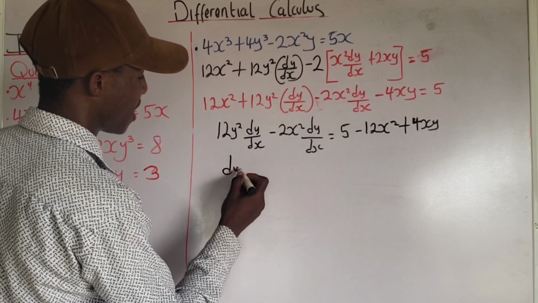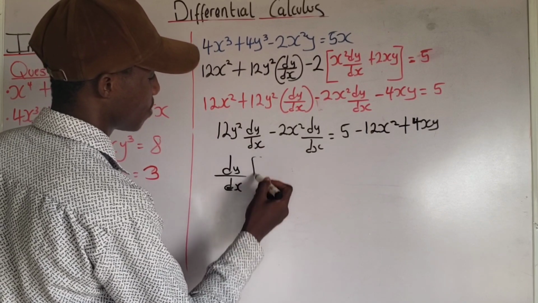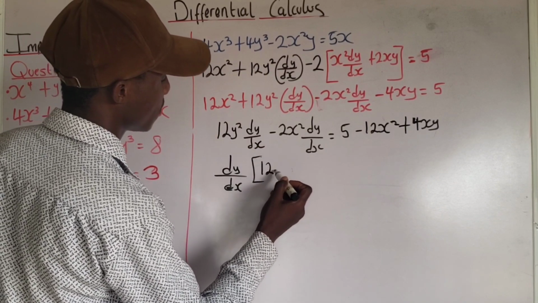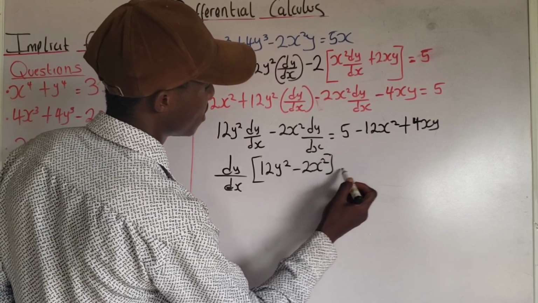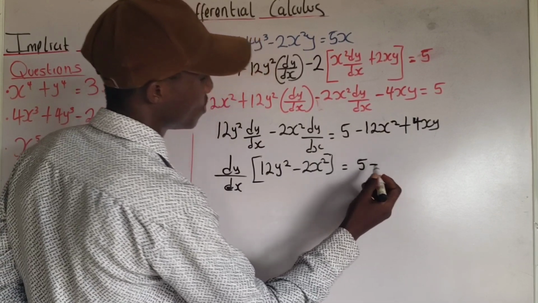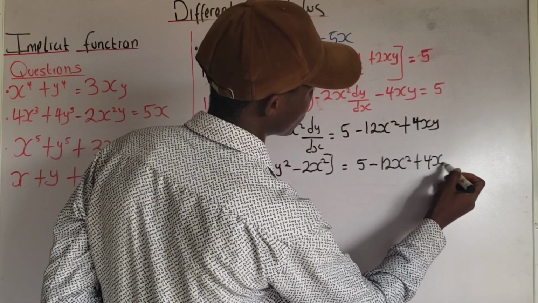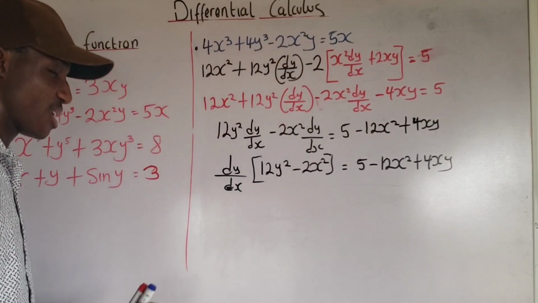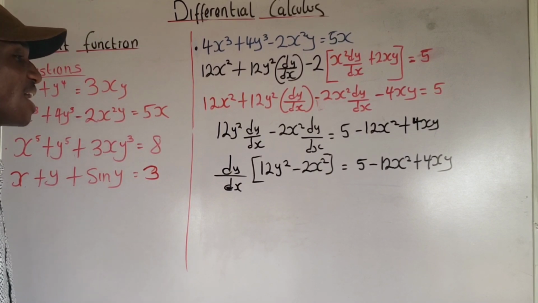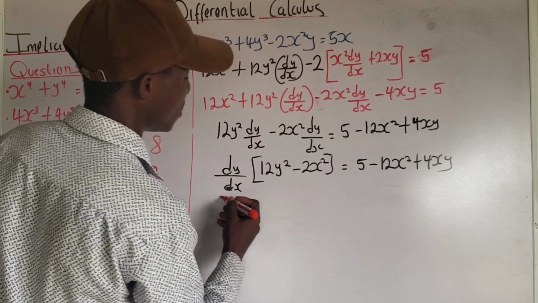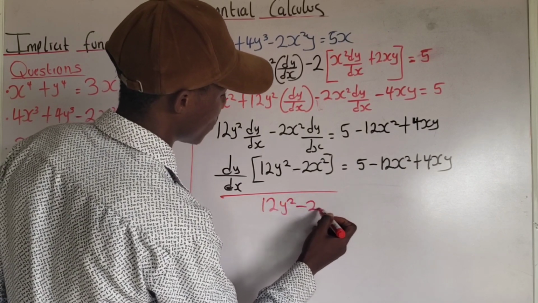I'm going to have dy over dx is common to this and this. So put a bracket, 12y squared minus 2x squared is equals to 5 minus 12x squared plus 4xy. Okay? Now the next step is that you have to divide both sides by 12y squared minus 2x squared. So this over 12y squared minus 2x squared.